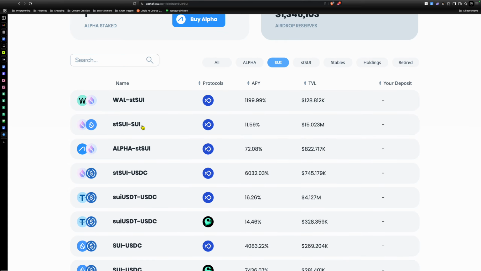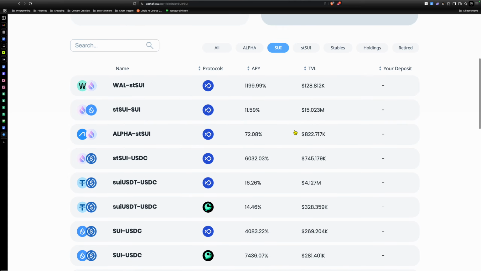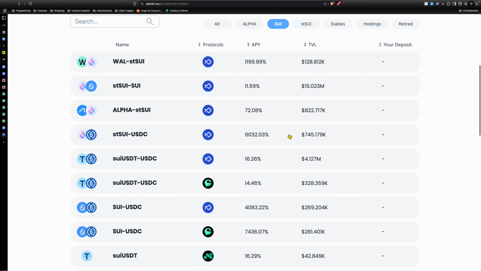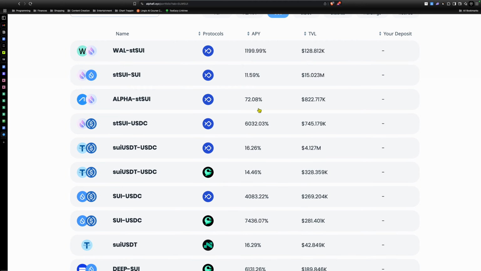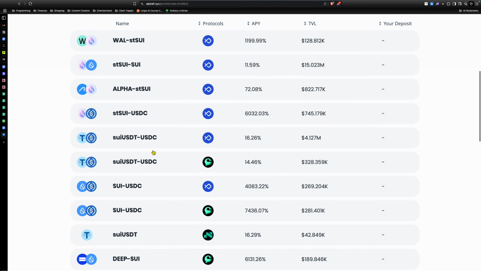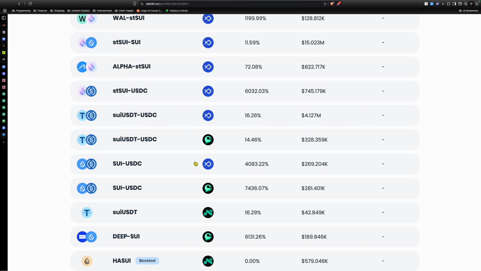Fam, look at this. SUI/SWEDE. This one got $15 million in it. And people tell you crypto's a scam. It's got $15 million in it. Okay. But we're all in these pools right here.